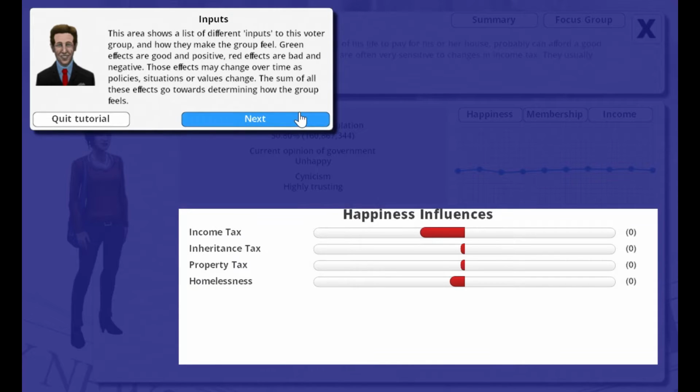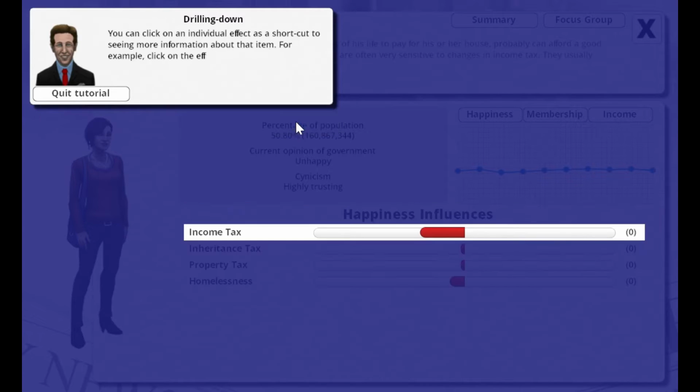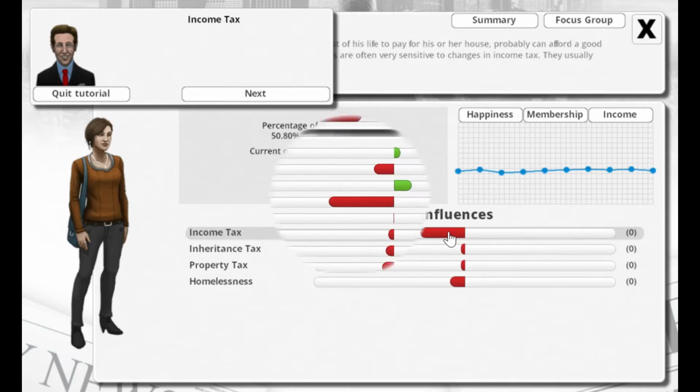This area shows a list of different inputs to put this voter groups and how they make the group feel. Green effects are good and positive, red effects are bad and negative. Those effects may change over time as policy, situations, or values change. The sum of all these effects go towards determining how the group feels. You can click on an individual effect as a shortcut to seeing more information about the item. For example, click on the effect showing the influence income tax has on our middle class voters.